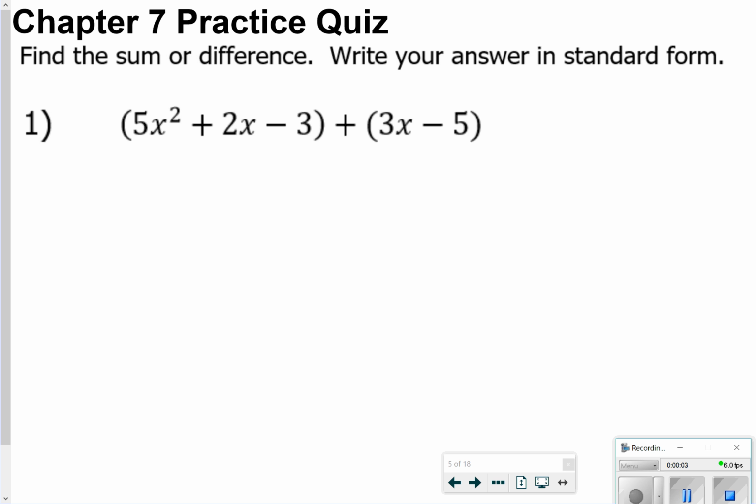Today we're going to be looking at our Chapter 7 practice quiz, and most of these questions are about polynomials, so let's go and get started.